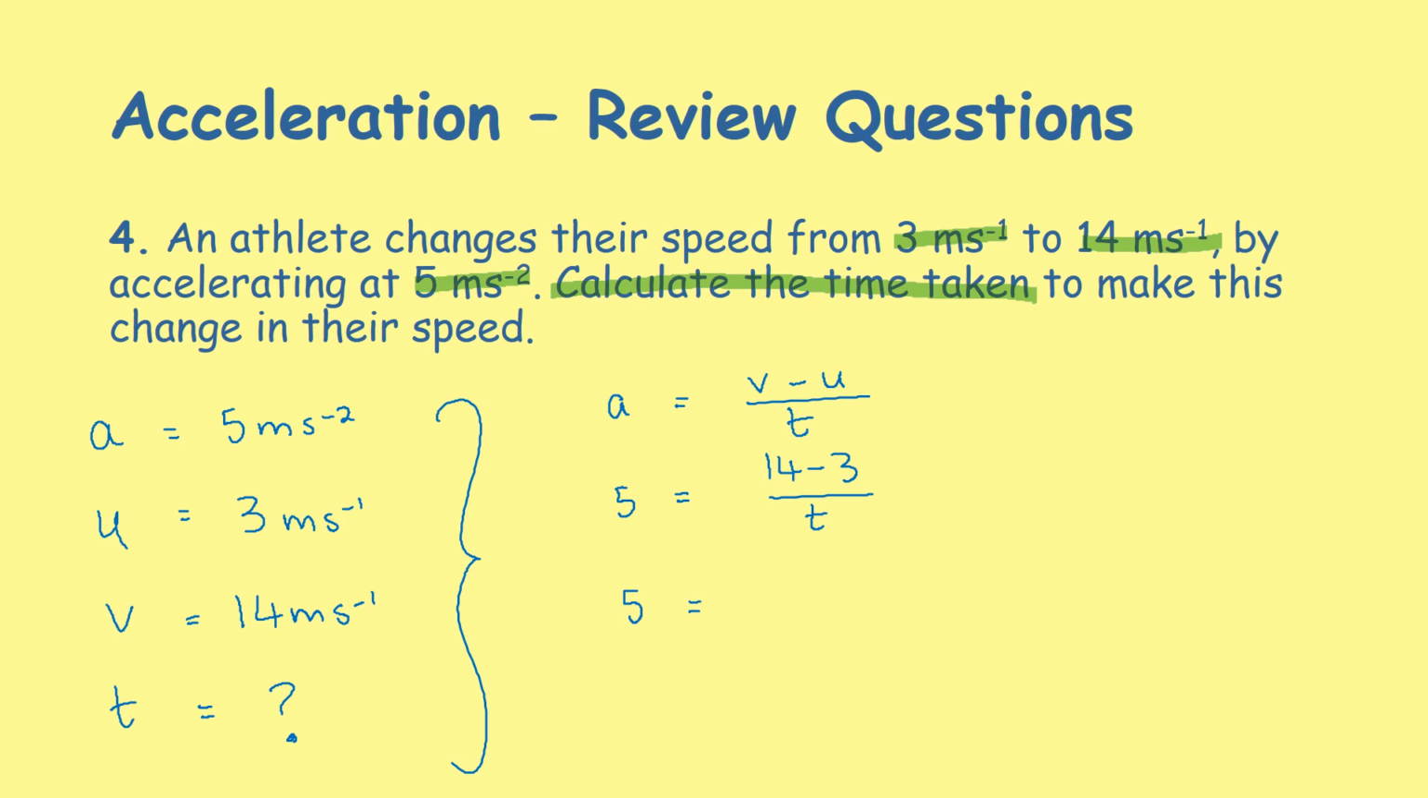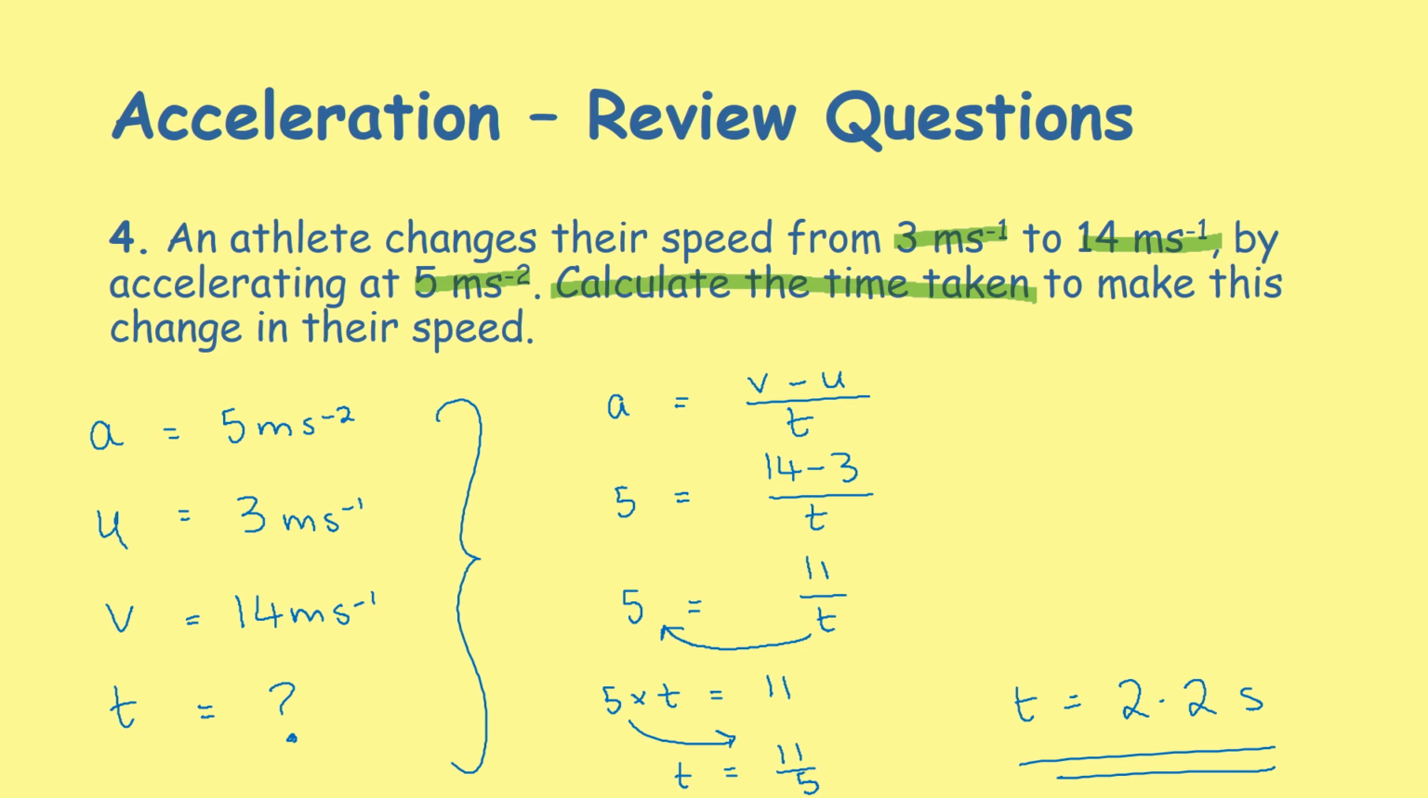So 5 equals 11 divided by our time. Let's rearrange this, take our time up to the other side, so 5 times by our time equals 11, and take our 5 back down to the other side, so time equals 11 divided by 5. 11 divided by 5 is equal to 2.2, so that's our final time. That's 2.2 seconds. Always remember your units.